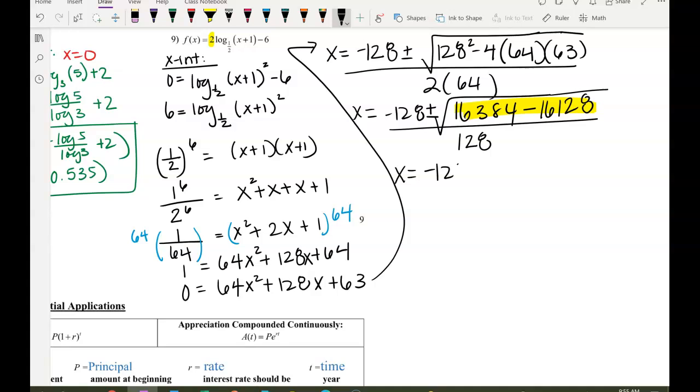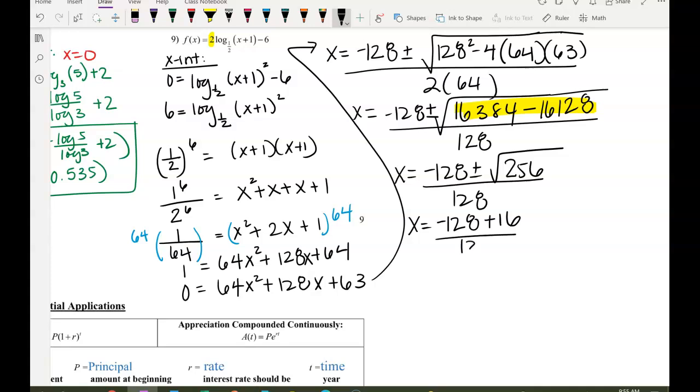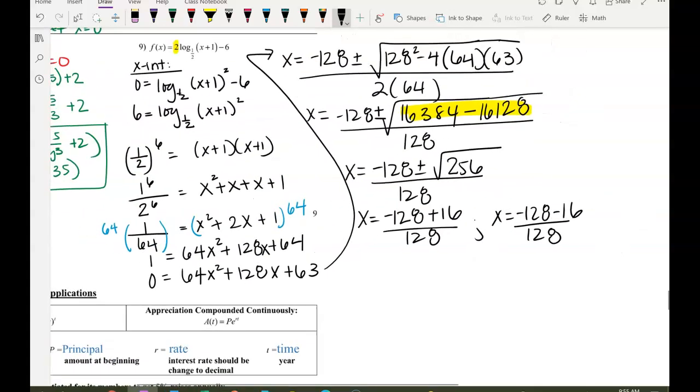Okay, so negative 128 plus or minus 256, you said? Can you do square root of that for me? Oh, look how beautiful that is. All right, so x equals negative 128 plus 16 divided by 128, and then x equals negative 128 minus 16 divided by 128. Okay, take your calculator, compute both. Give me both answers here, and then we have to check to see which one we can keep.